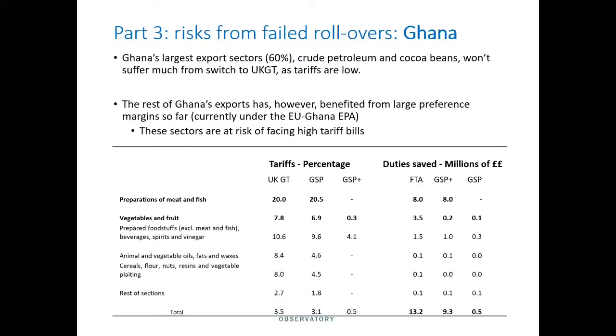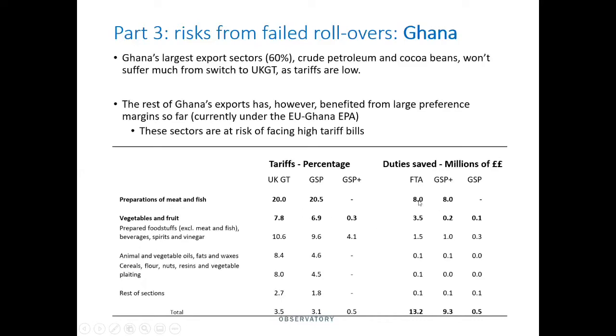So we looked at the situation for these two countries. For Ghana in particular, the headline is that there's not going to be huge losses if Ghana were to fall onto the UK GSP rate, because most of the exports from Ghana do not attract high tariffs in general. But there are a few sectors which are going to bear the bulk of the losses in terms of market access. These sectors are preparation of meat and fish, and vegetable and fruit. If you look at this table, they would face an average tariff of 20% in the UK GSP, or about 7% for vegetables and fruit.